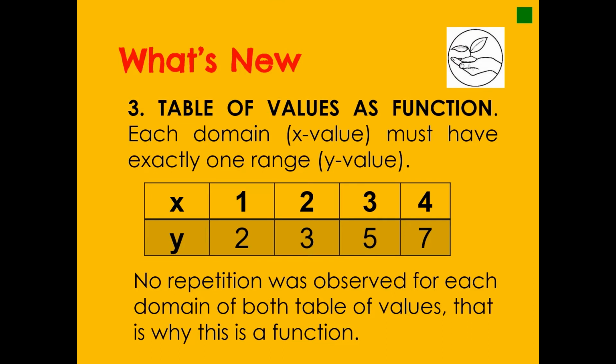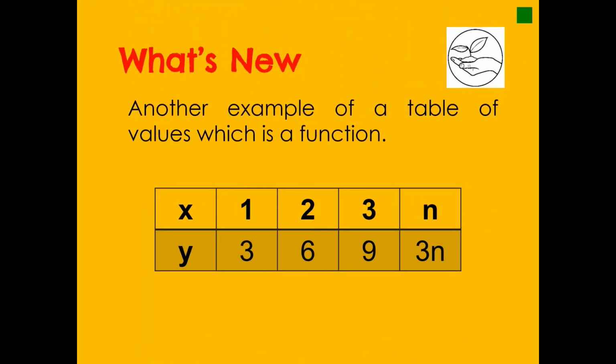Another way of presenting function is through the table of values. For function, each domain or x value must have exactly one range or y value. Now, no repetition was observed for each domain of both tables of values. That is why this is a function. Another example of a table of values which is a function, as you can see, the values are 1, 2, 3, and n. No repetition was done for the x values. Therefore, this is a function.